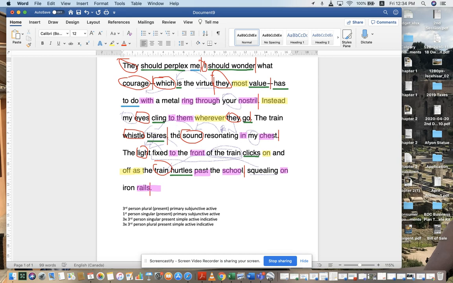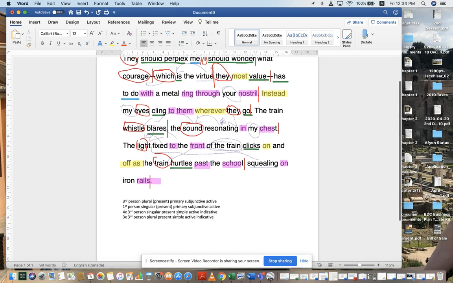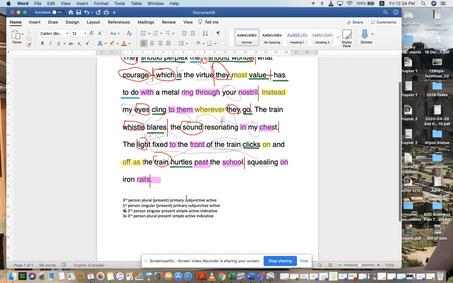The sound resonating. See, we don't really need to worry about this as a subject and predicate. Like I told you before, this could be a subject in its own clause. However, because the predicate does not exist here, okay? Because I'm not using the sound is resonating in my chest, this is simply a participle. So this is taken both as a subject in its own kind of dependent clause, but it's also a predicate nominative referring to the whistle. Okay, so again, no need to worry about predicates here. The light clicks, one light. There it is. Four verbs, third person singular. And then we got the train hurdles, another third person singular, one train, and that's it.